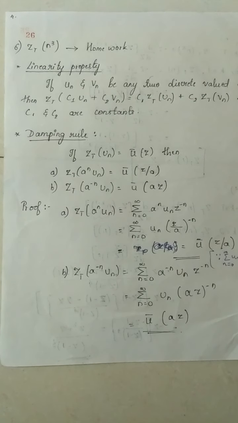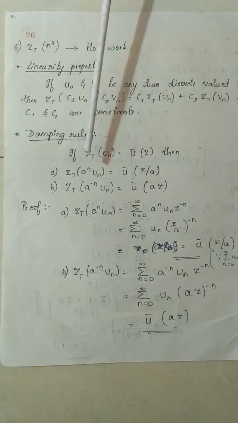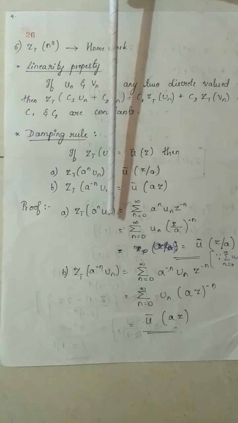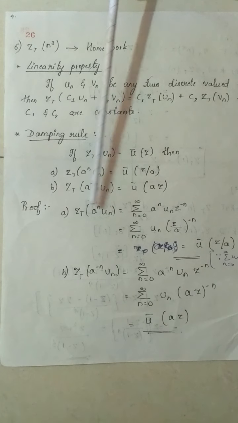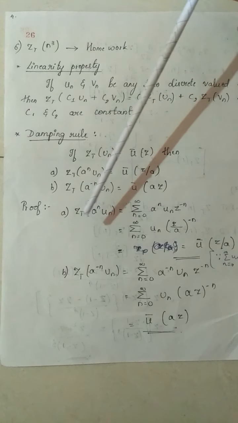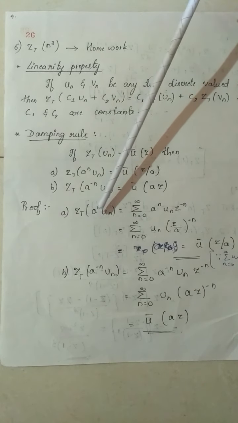Now let us prove the first property. Now consider the left side, that is z transform of a to the power n un. Now this whole thing we treat as un. That is z transform of un. Now, according to the definition, z transform of un is what? It is summation n is equal to 0 to infinity un z raised to minus n. But here our un is nothing but a to the power n into un.